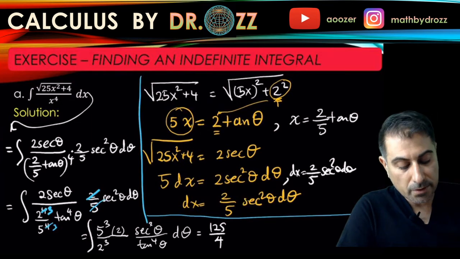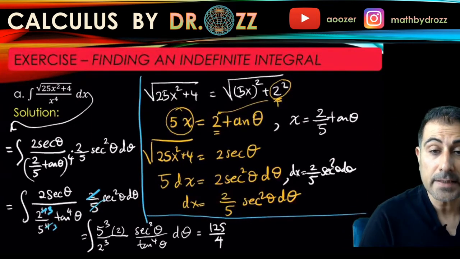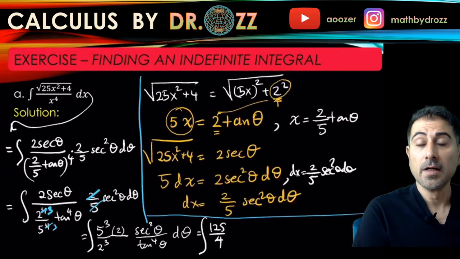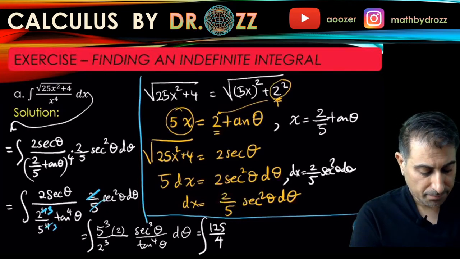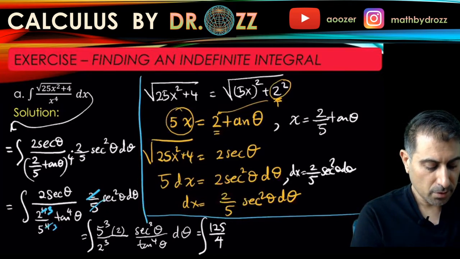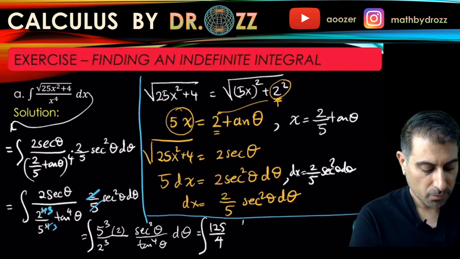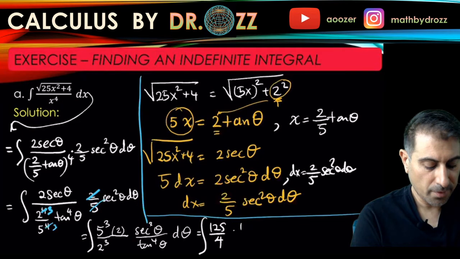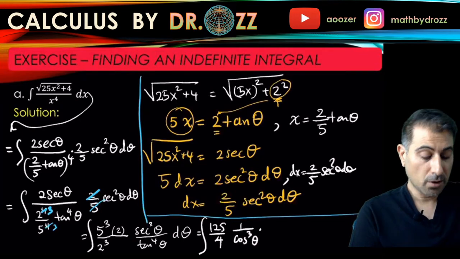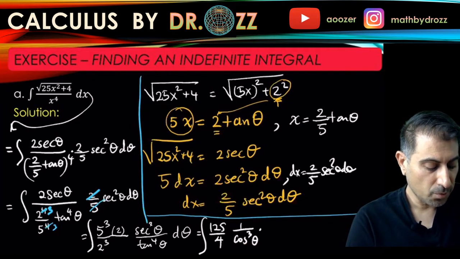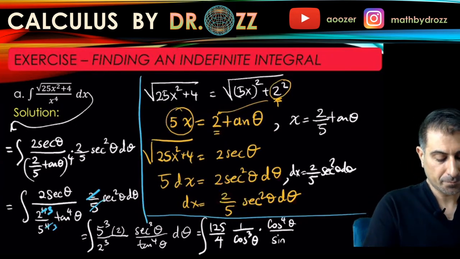What I want to do here is to use the definition of secant and tangent. Secant is 1 over cosine, so 1 over cosine cubed theta. And tangent is sine over cosine. I'm going to flip that over. So it's cosine to the 4th over sine to the 4th, d theta.